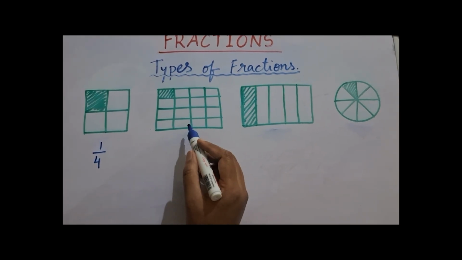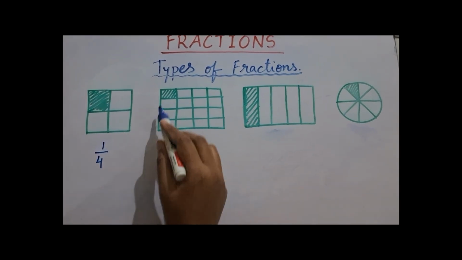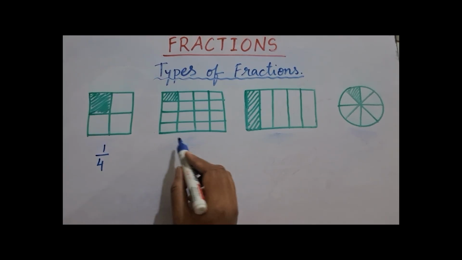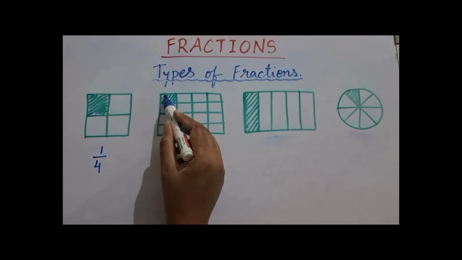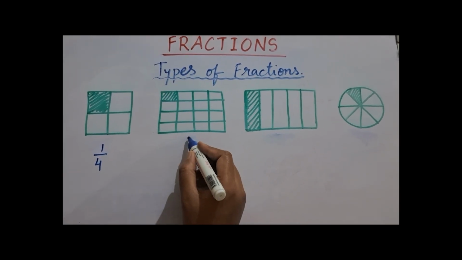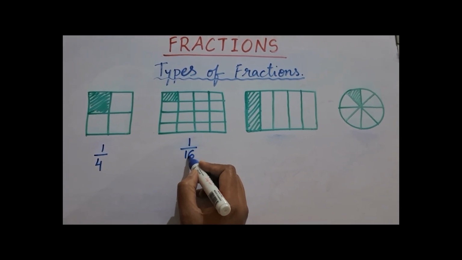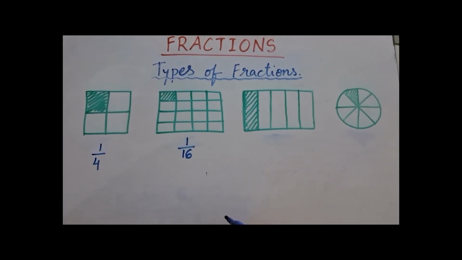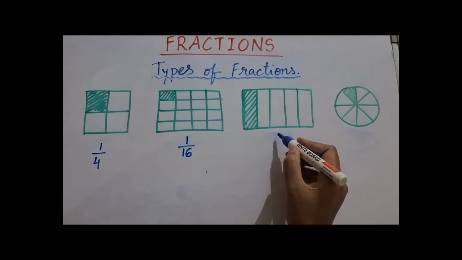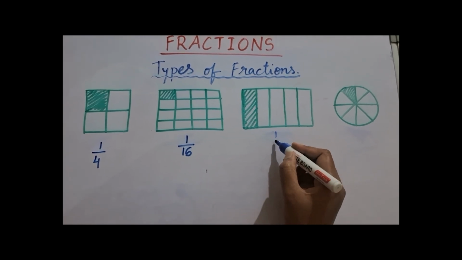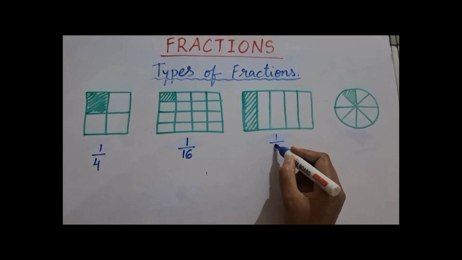And similarly, in this one, the whole thing is divided into how many equal parts? 16. And how much is shaded? Only 1. So here the shaded part is 1 by 16th part of this whole. Next, here also only one part is shaded out of 5 parts.